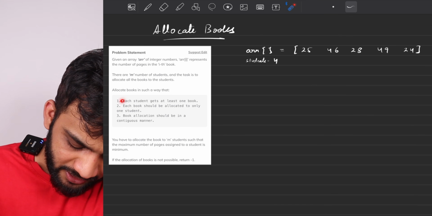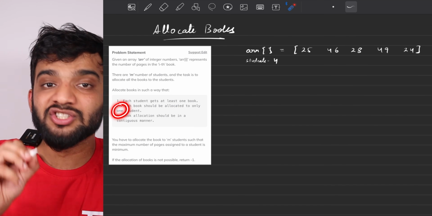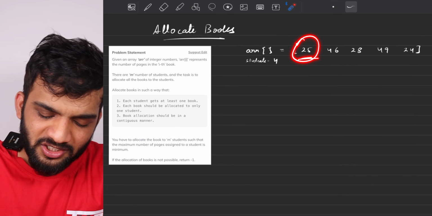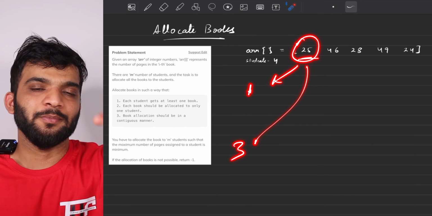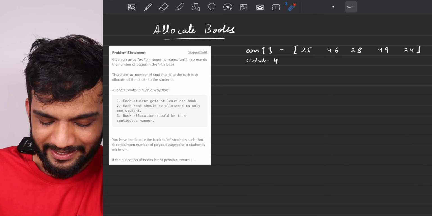It states that each book should be allocated to only 1 student. What does that mean? You cannot take this book with 25 pages and give it to student 1 and to student 3. That is not possible. 1 book can only go to 1 student, right?